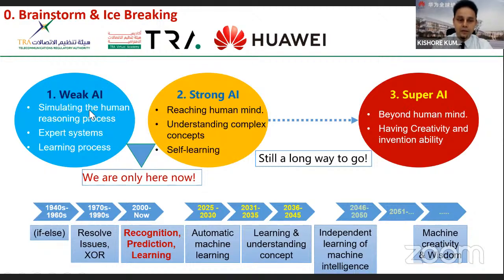In the weak AI era, we simulated the human reasoning processes. For example, the machines could make decisions based on if-else situations and conditions. Then we developed expert systems, and that is very mature. We do have many different types of expert systems. Now you might wonder what expert systems are. IBM's Watson is a good example. And there are many different expert systems in the world these days.